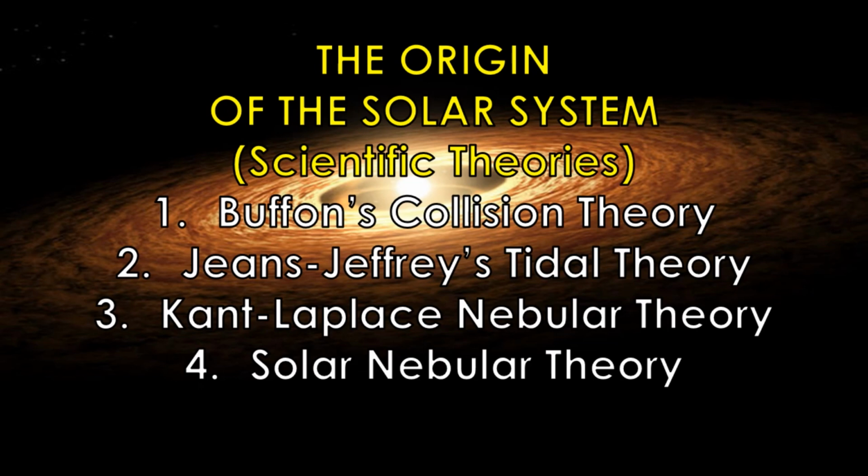Just like the origin of the universe, there are many theories explaining how the solar system began. Modern scientific concepts have provided new ways and new information to explain its origin. In this module, I will be discussing four scientific theories explaining the origin of the solar system. The first one is Buffon's collision theory. Second, Jeans-Jeffreys tidal theory. Next, we have Kant-Laplace nebular theory. And lastly, we have the solar nebular theory.